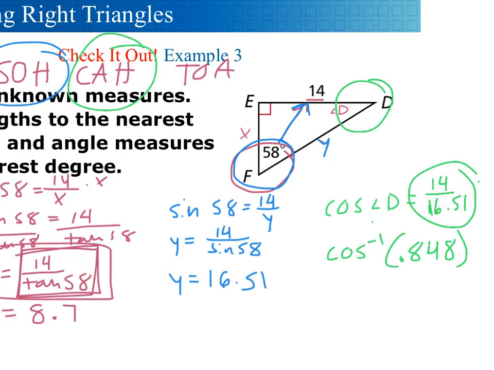Sandeep, what'd you get? 32.00. 32. It says round to the nearest degree, so we can leave it as 32. Okay.